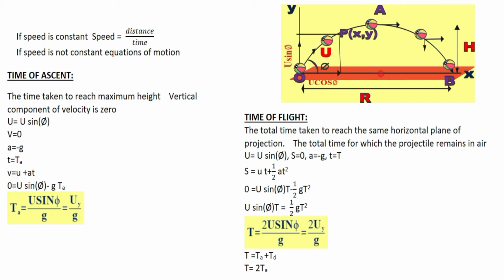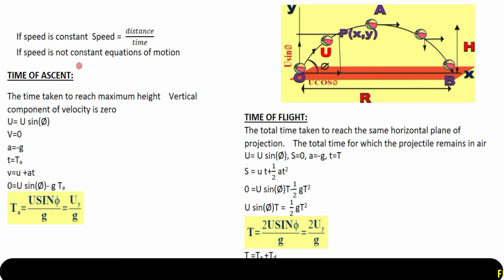To know why the vertical component of velocity decreases as the projectile goes from O to A, and why the vertical component of velocity increases in reverse direction as the projectile goes from A to B, and to know why the horizontal component of velocity remains constant throughout the path, and to prove that the path of projectile is a parabola, click on the link given in the description. Okay, now let us come to our derivation.